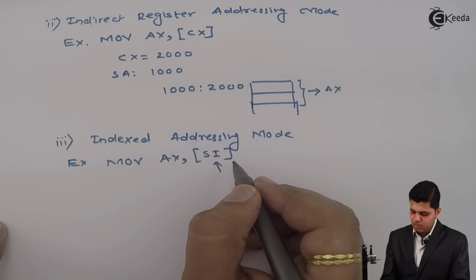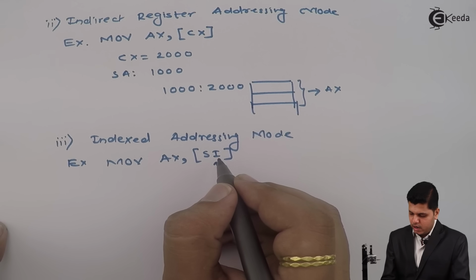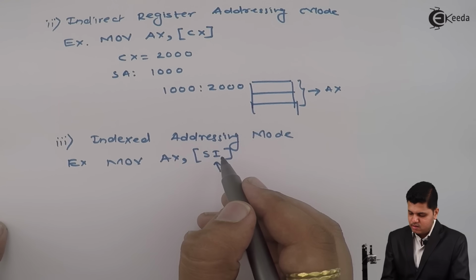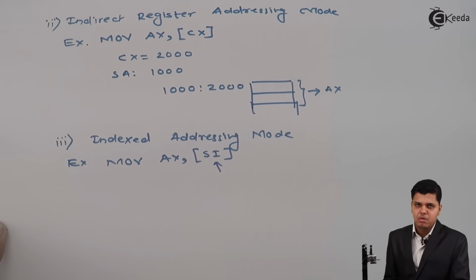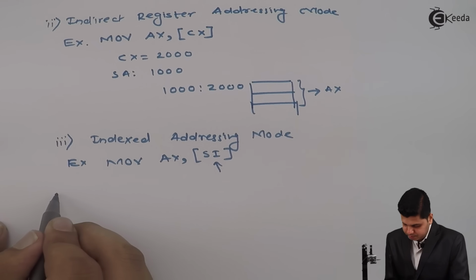So this is one example of index addressing mode, where the address is stored in the SI, and from that address the contents will be copied to the AX register.